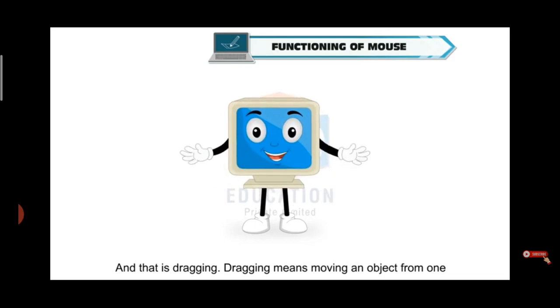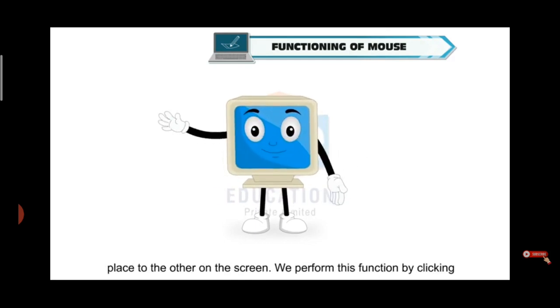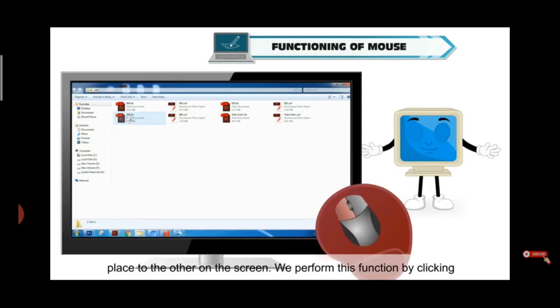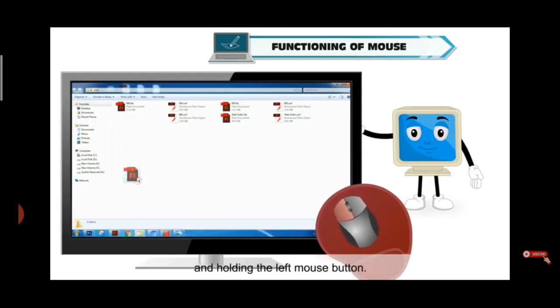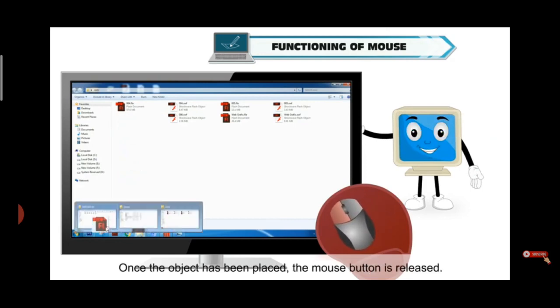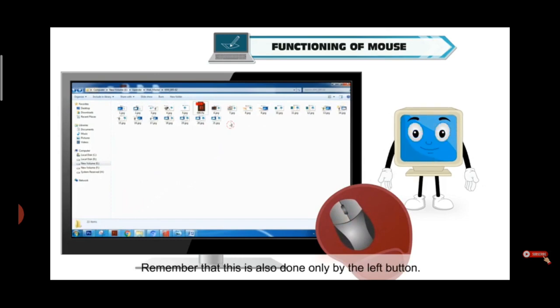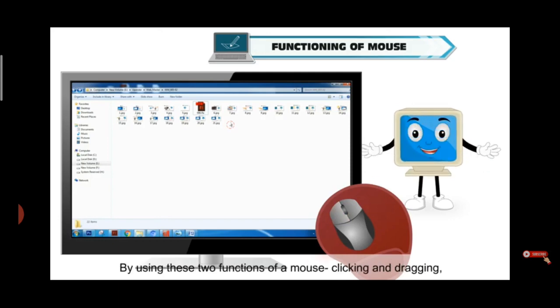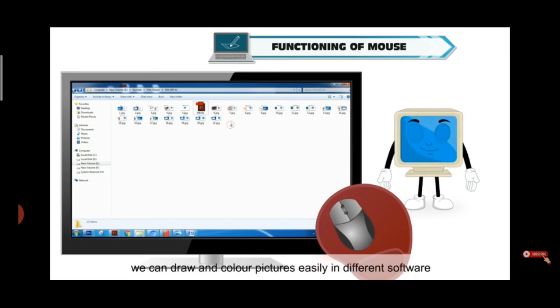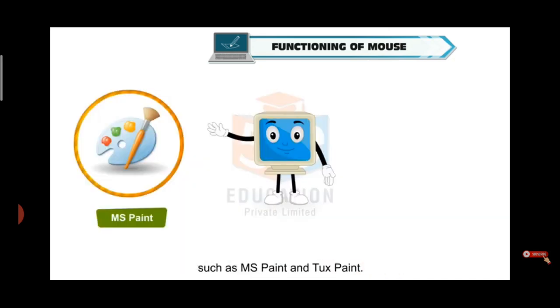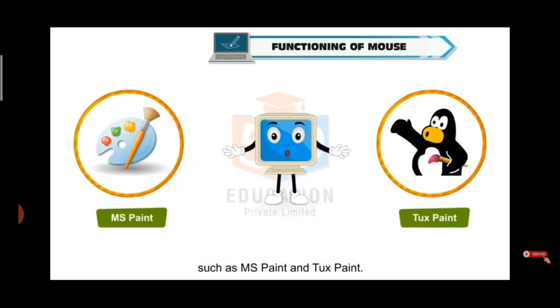Dragging means moving an object from one place to the other on the screen. We perform this function by clicking and holding the left mouse button. Once the object has been placed, the mouse button is released. Remember that this is also done only by the left button. By using these two functions of a mouse, clicking and dragging, we can draw and color pictures easily in different software such as MS Paint and Tux Paint.